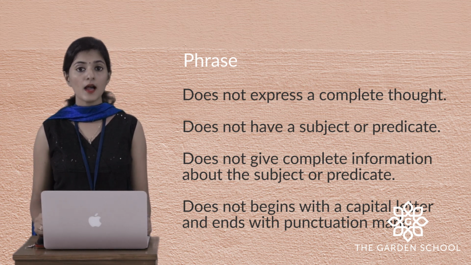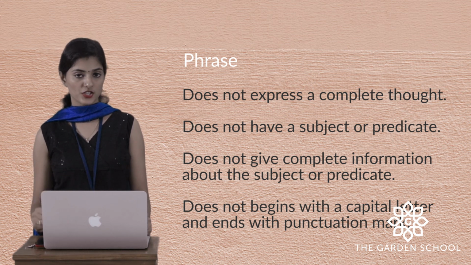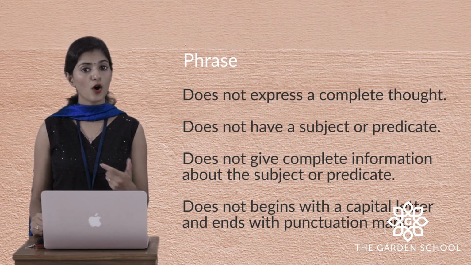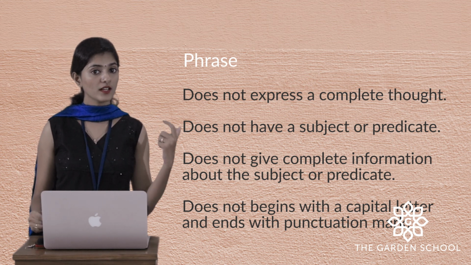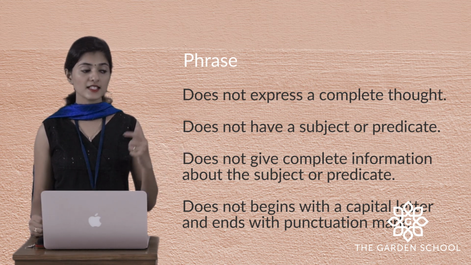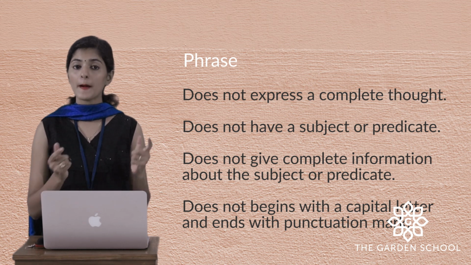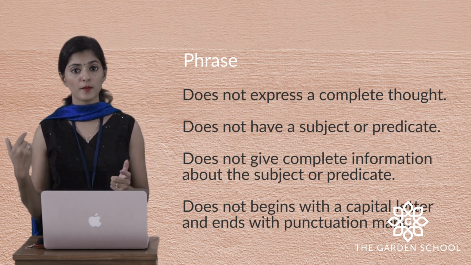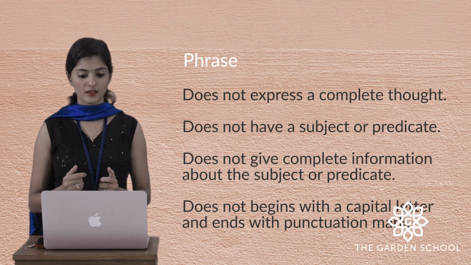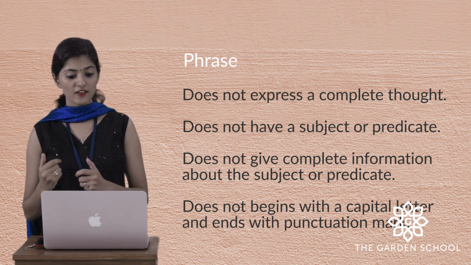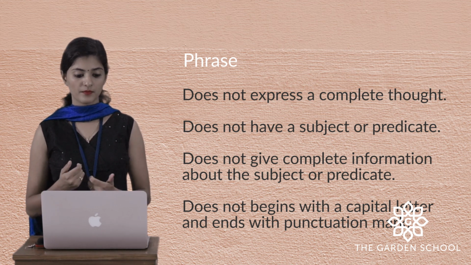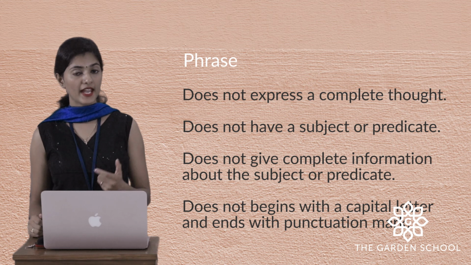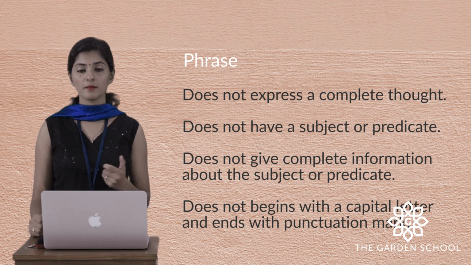For example, my mom loves me very much. Here, my mom is the subject and loves me very much is the predicate. So, the predicate is telling something about the subject. That is, my mom loves me very much. My mom is the subject and loves me very much is the predicate. Now, a phrase does not give any complete information about the subject or a predicate. And the phrase does not begin with a capital letter and end with a punctuation mark.